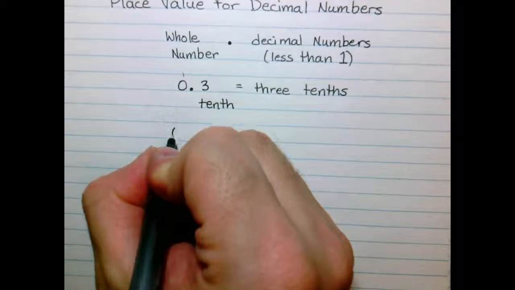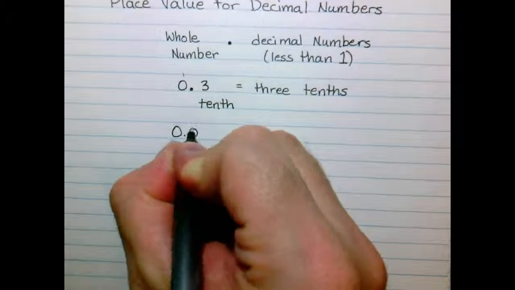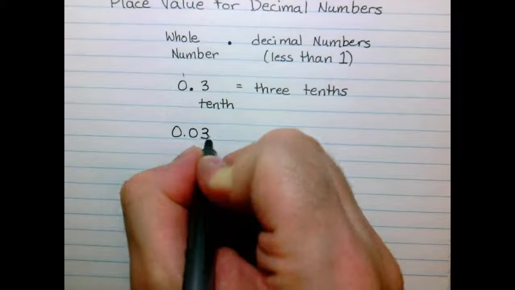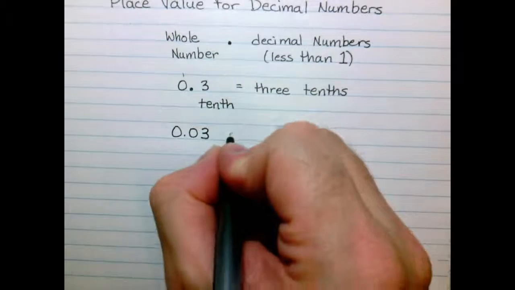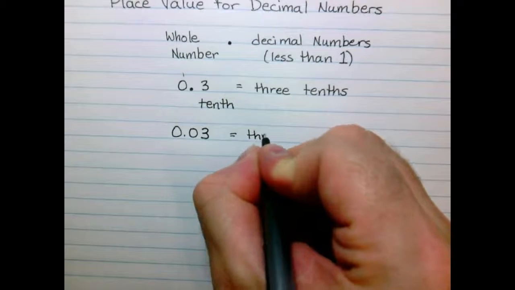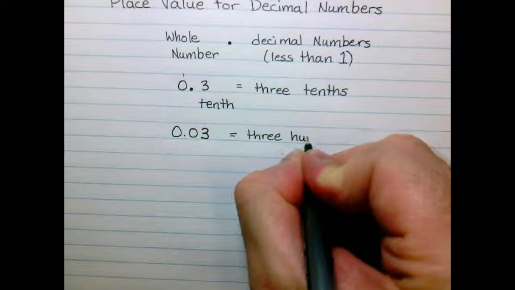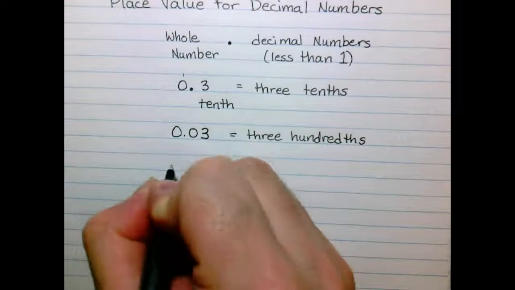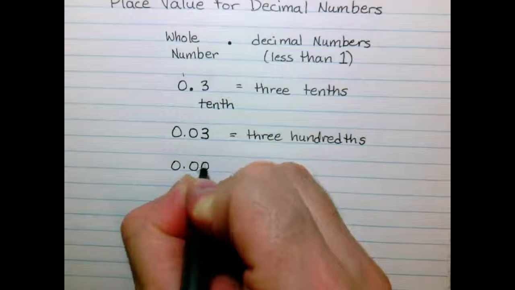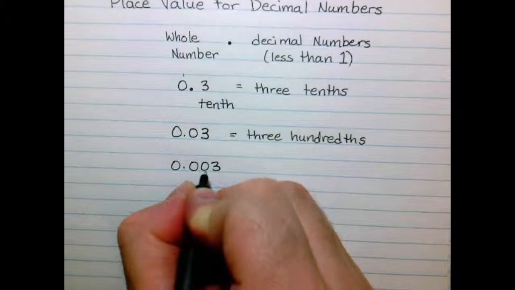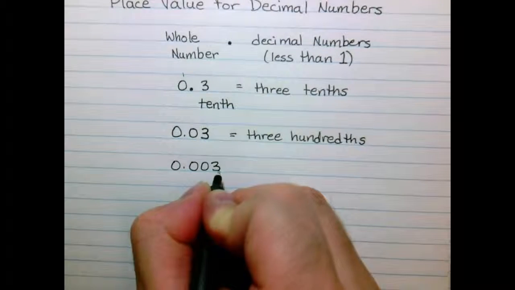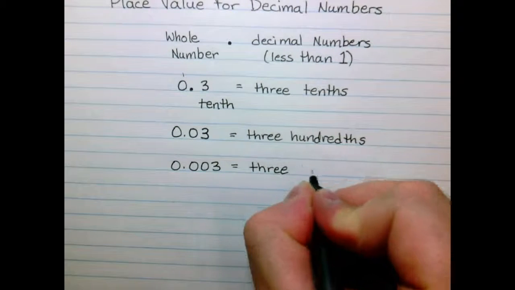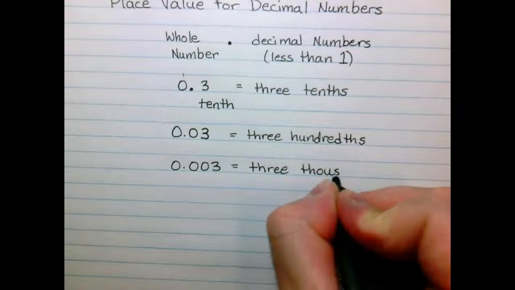If the 3 were 2 places from the decimal, the first one is tenths, take a tenth, split it into 10 pieces or make it 10 times smaller, you get a hundredth. So you'd have 3 hundredths. Move it 3 places from the decimal. This is a tenth, a hundredth. Take a hundredth, make it 10 times smaller, you get a thousandth. So this would be 3 thousandths.